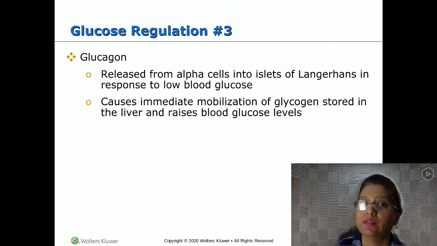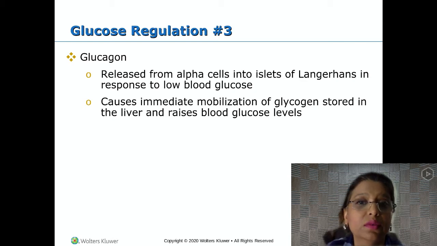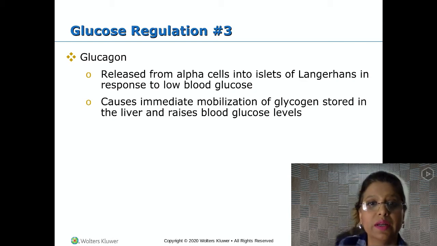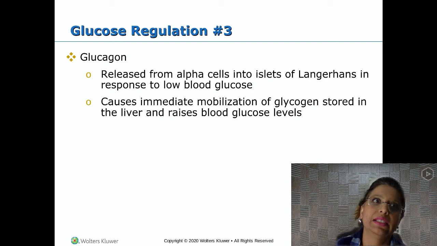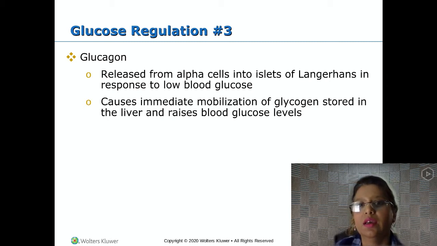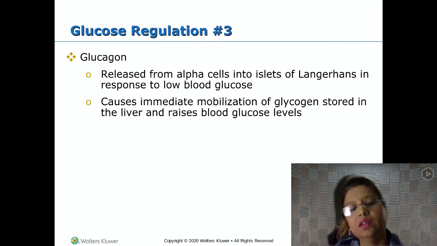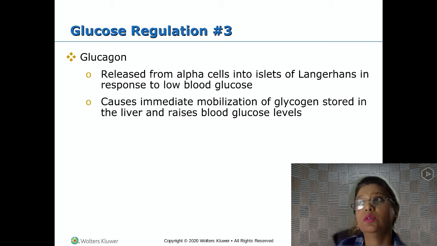Glucagon, on the other hand, is produced when blood sugar is low. Glucagon is produced by the alpha cells of the pancreas. And what does it do? It mobilizes glycogen stored in the liver and raises the blood sugar level. So let's say you were fasting and praying, and then what happens? Your sugars are low, you're tired, you haven't eaten. So your body, you lose weight after doing your fasting and praying.